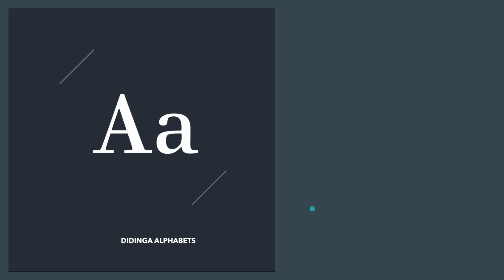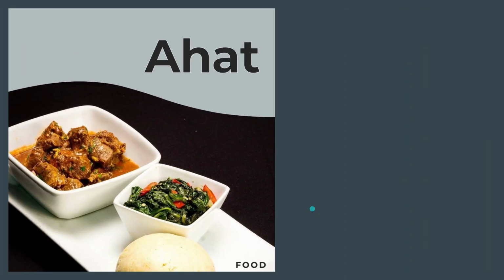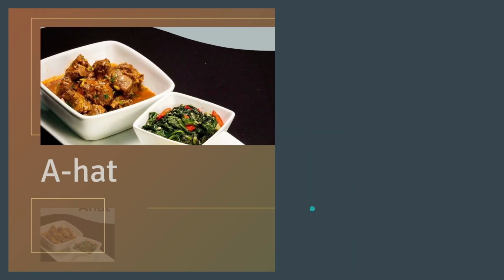Abacha A, or alphabet A. Abacha A is for things like agat. In Didinga language, anything that is food is called agat. How you pronounce this? You pronounce it as a hat.